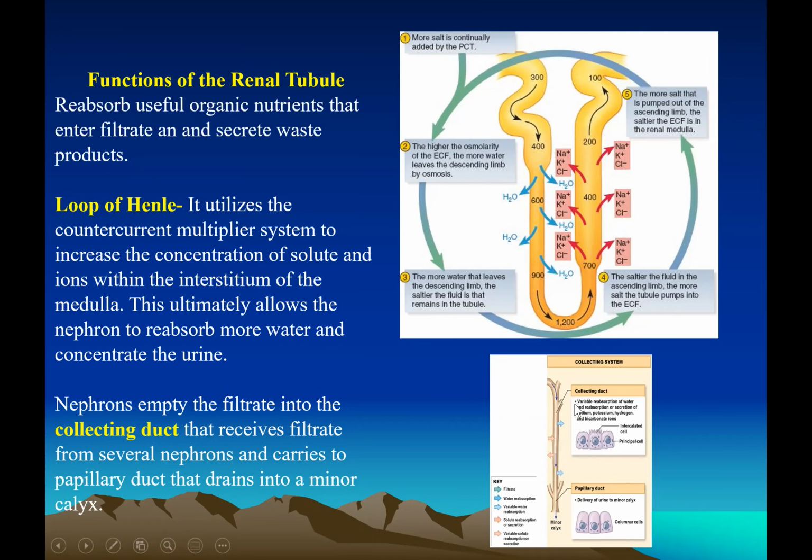So this is how the loop of Henle plays a huge role in maintaining water content in your blood. And here it's showing how many nephrons will drain into the collecting duct. And this collecting duct plays a huge role in maintaining blood pH. It is made up of cuboidal cells.